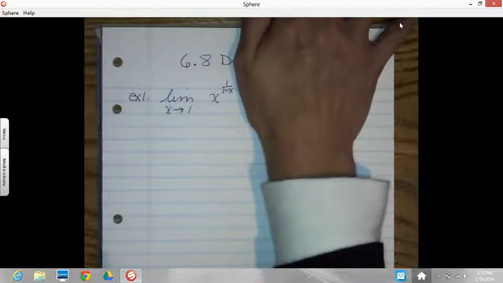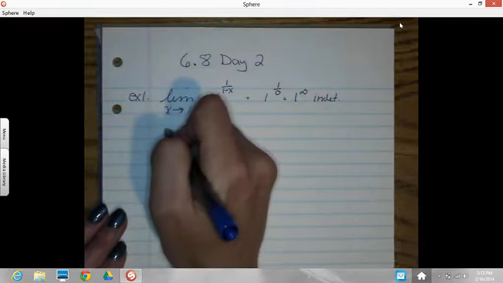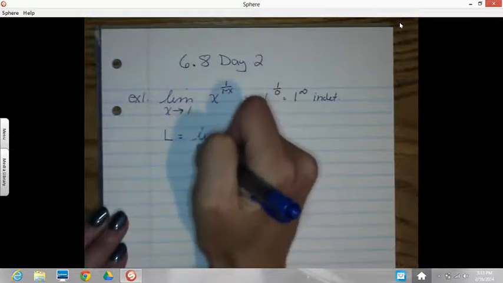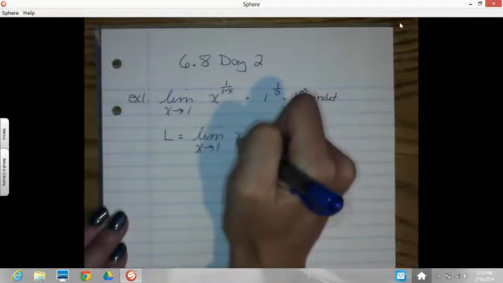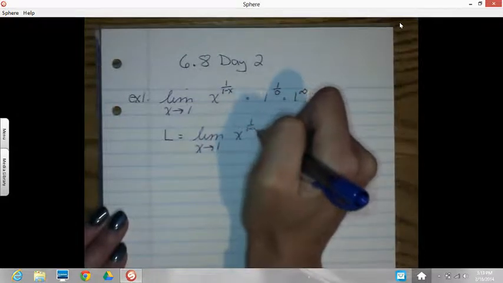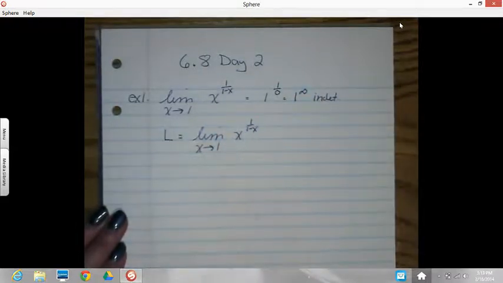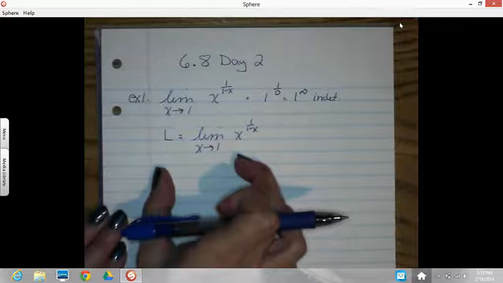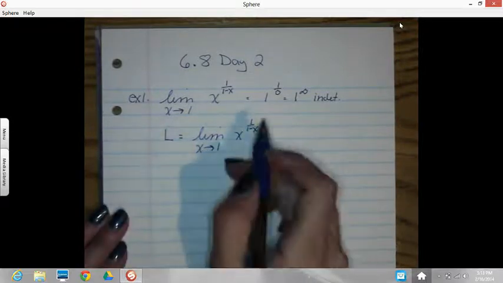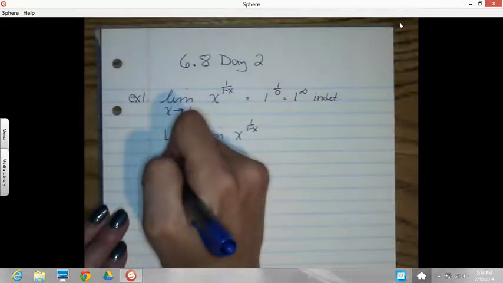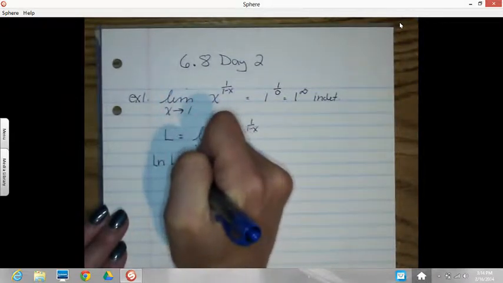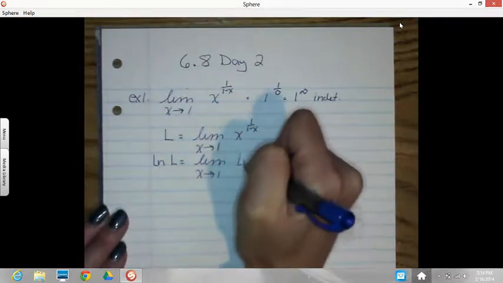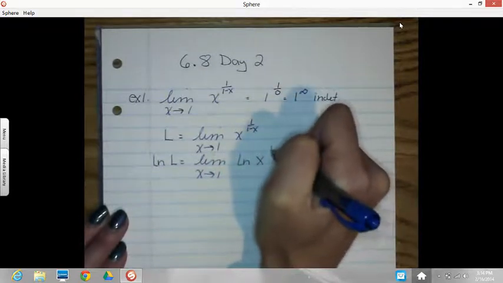So what I'm going to do is make it an equation by saying I'm going to let L equal this limit. The limit as x approaches 1 of x raised to the 1 over 1 minus x. So L is going to be the answer to this problem when we're all done. L is this limit. Now that I've got an equation, I can hit it with a log on both sides and then bring this down as a multiplier. So I'll go with the natural log of L equals the limit as x approaches 1 of the natural log of x raised to the 1 over 1 minus x.